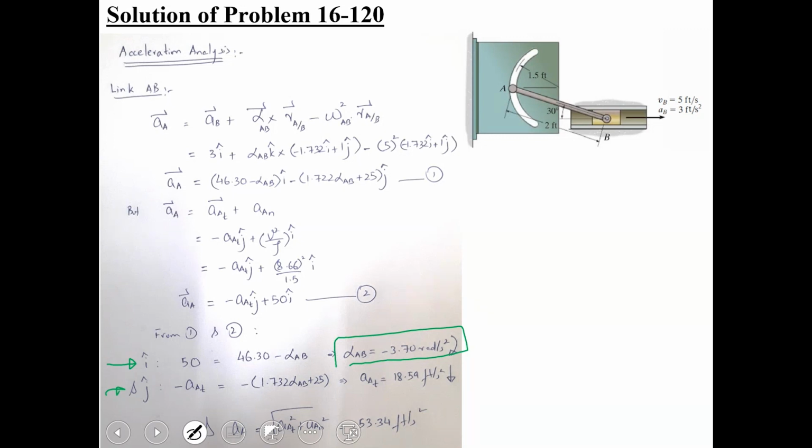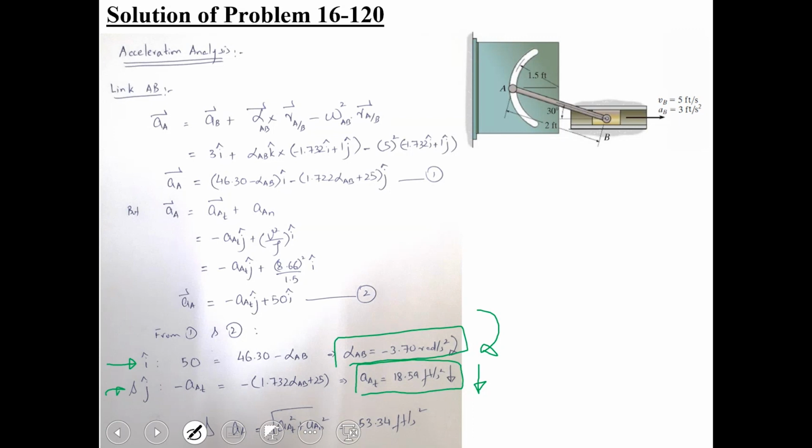The negative sign indicates that the assumed direction of alpha is going to be reversed. That is, alpha is acting in a clockwise direction. Solving for the other unknown, which is AAT, will give you the value of AAT to be equal to 18.59 feet per second square. And since it comes out to be a positive quantity, it means that the direction of tangential component is basically in line with the direction of velocity. Is this point clear to all of you?